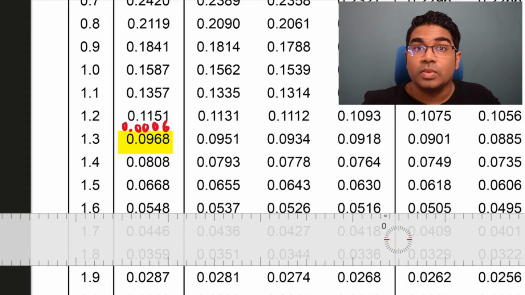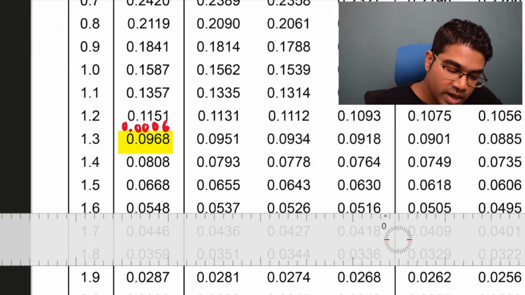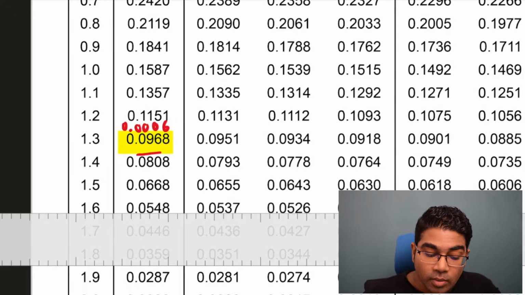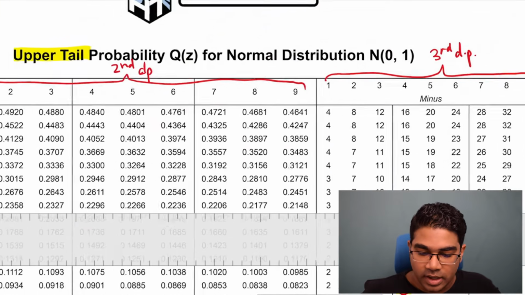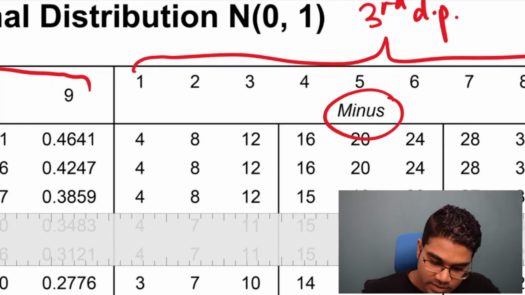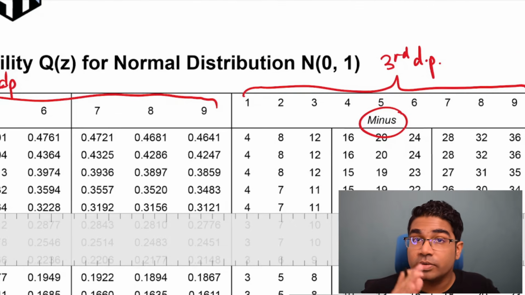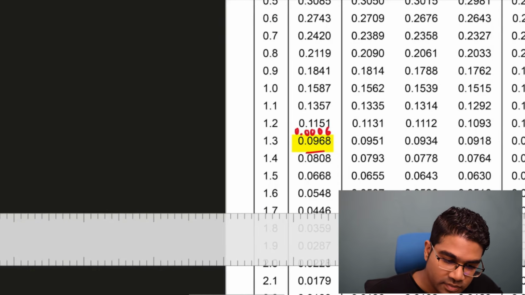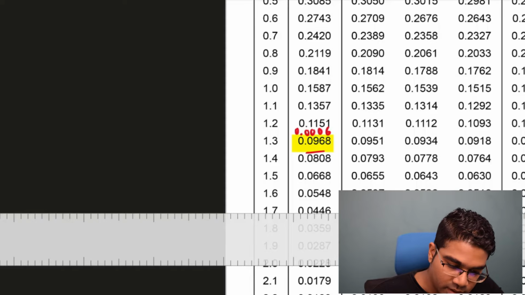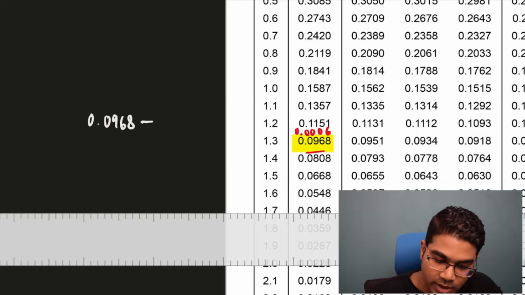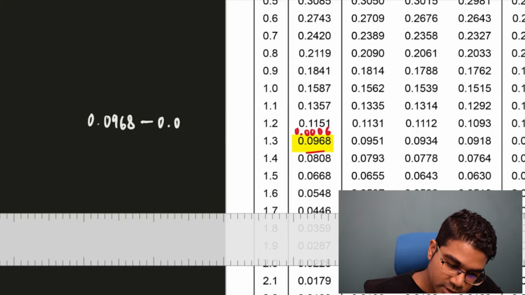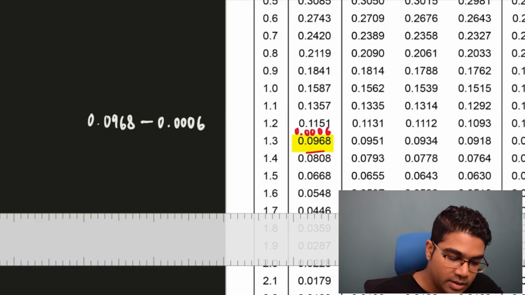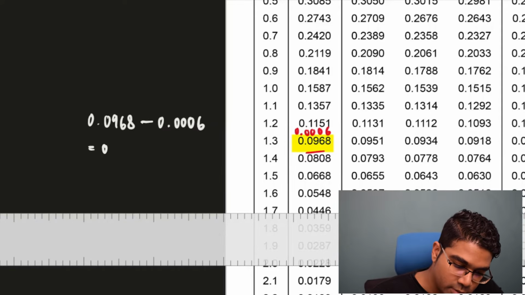And from here we can find the probability. This value actually represents the probability. However, there's one more step that we need to do. If you look at the header, we have minus. We are going to subtract the value from the third decimal place from the value of the second decimal place. Very simply, this is 0.0968, so it will be 0.0968 minus 0.0006. And the probability will be 0.0962.